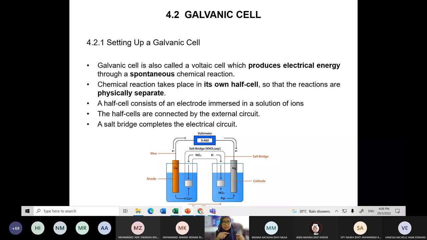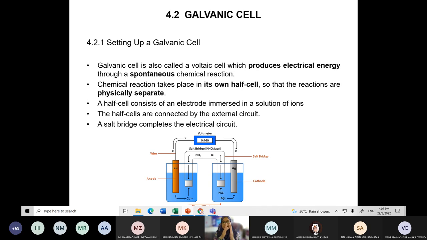If that happens, the electron won't flow from the negative to the positive. It won't flow. We don't want that to happen. So in order to maintain the neutrality of the cell, we need to have this salt bridge. This salt bridge are the ions. So the ions will neutralize the charge build up. Charge build up tu maksudnya tadi kan dah positif, sangat positif. So the negative ions from the salt bridge will neutralize the positive side. Same goes to the negative side. Tadi sangat negatif because apa nama tu, loss of positive ions.